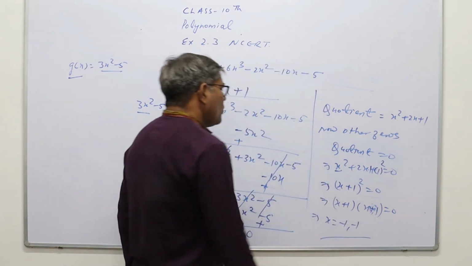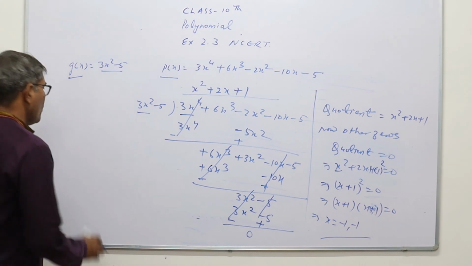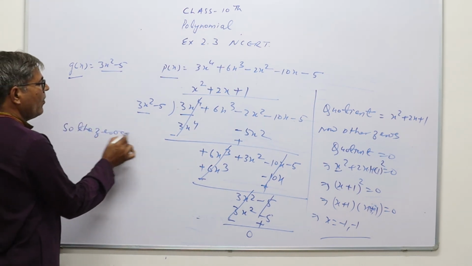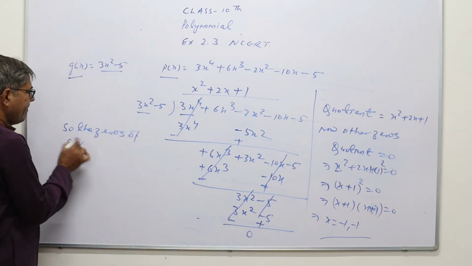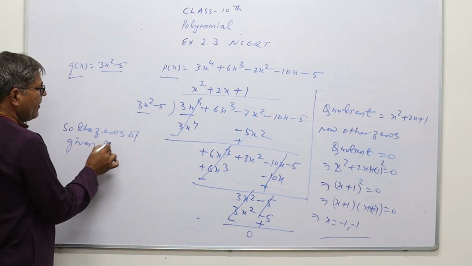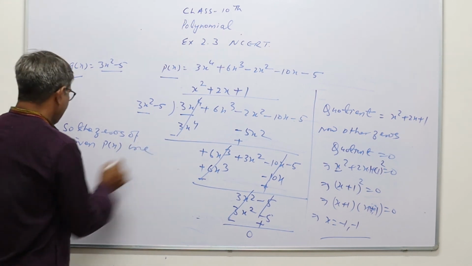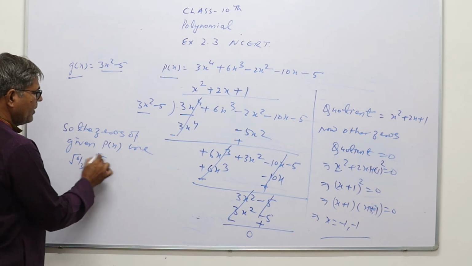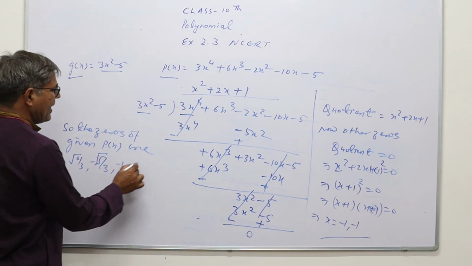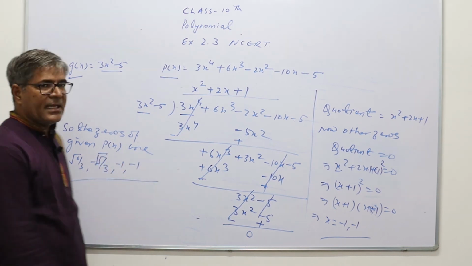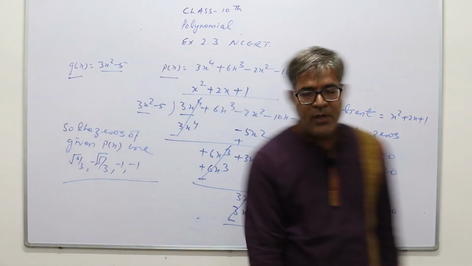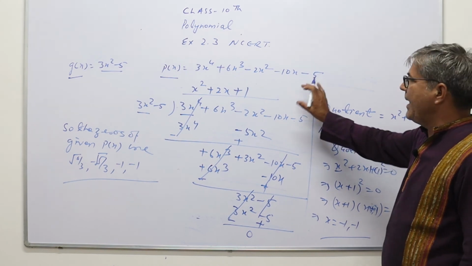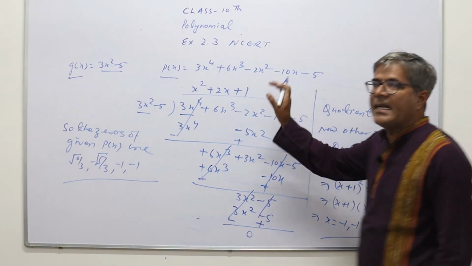These are the two other zeros. So the zeros of the given polynomial p(x) are root 5 by 3, minus root 5 by 3, minus 1 and minus 1. So these are the four zeros of this given polynomial, and this question is a very important question from the exam point of view.